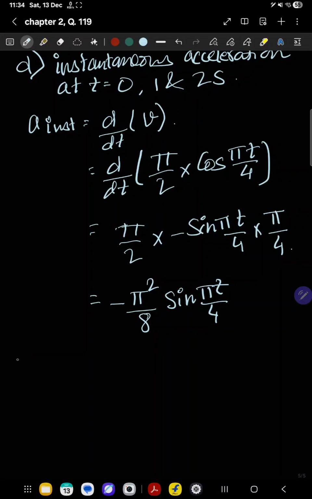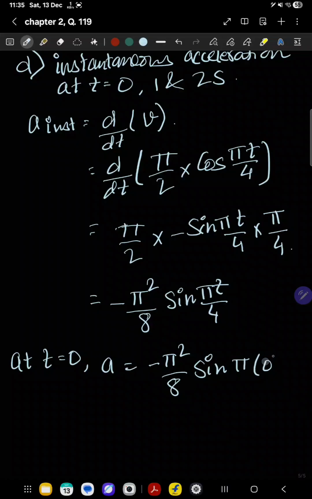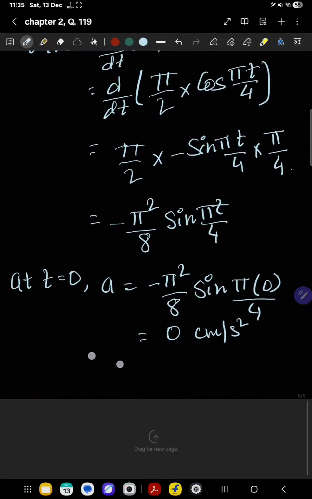Now at t equal to 0, we can write acceleration as minus pi square by 8 into sine pi into 0 by 4, which will give us 0 centimeter per second square. That's the instantaneous acceleration.